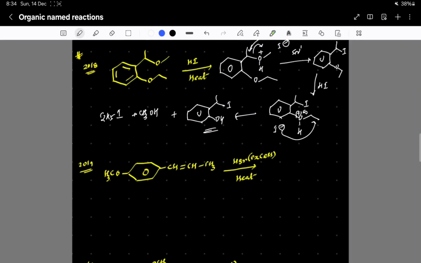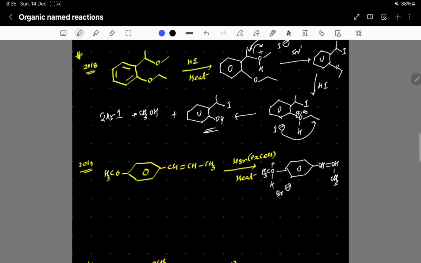HBr is given, student, right? So we will go individually, step by step, right? First, student, you can write this will be OCH3 is given, right? It is undergoing protonation, right? Now look at, so this will be given CH double bond CH3 is given, right? Simple, student, right? Now Br minus is attacking, right?